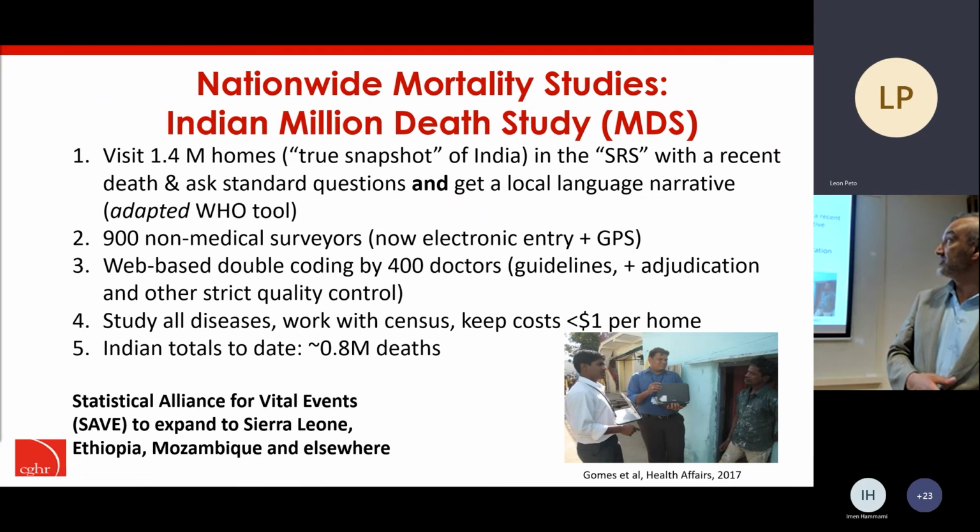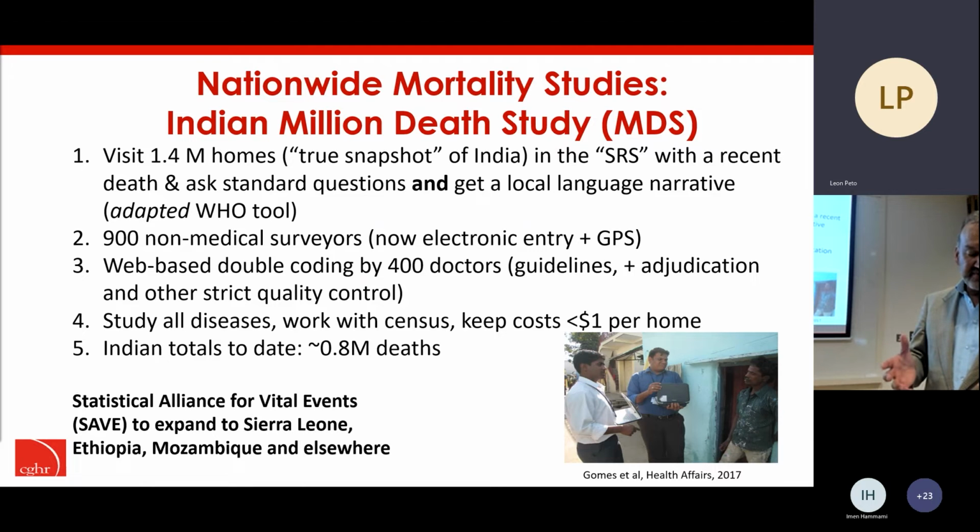So what we've done since 2001 in India is working with the Registrar General, who have a complete sample of the whole country. Approximately 1% of all the houses and all the villages or the urban blocks in the country are enrolled in this continuous demographic survey. And we send 900 non-medical staff that have been trained several times to get what I'll define as a verbal autopsy, which mostly involves standard questions and a good local language narrative that is then used. They did this work on paper, now it's moved to electronic.